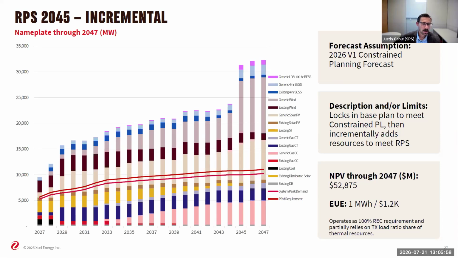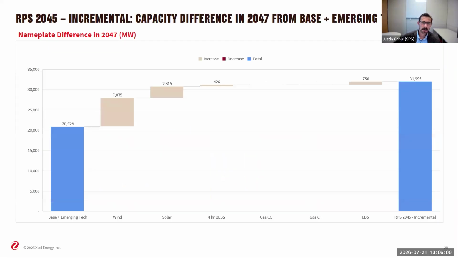All right, so next slide, 28, you can just see that this is an incremental build. There's no resources that are being reduced. This is just incrementally increasing resources to get to that 100% REC requirement, although that's not what the law says.